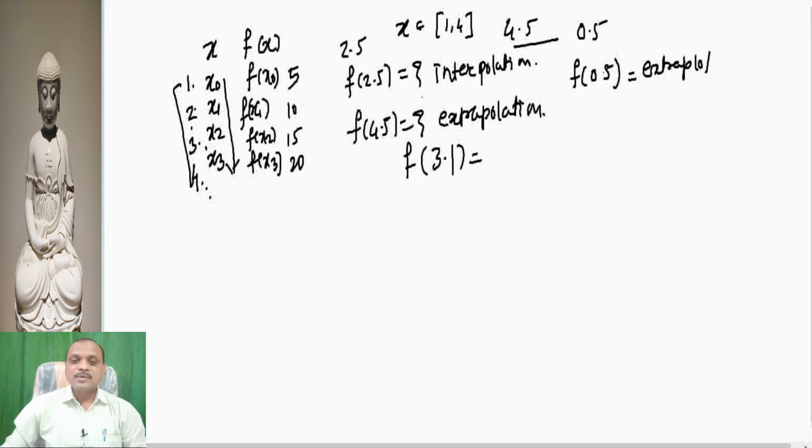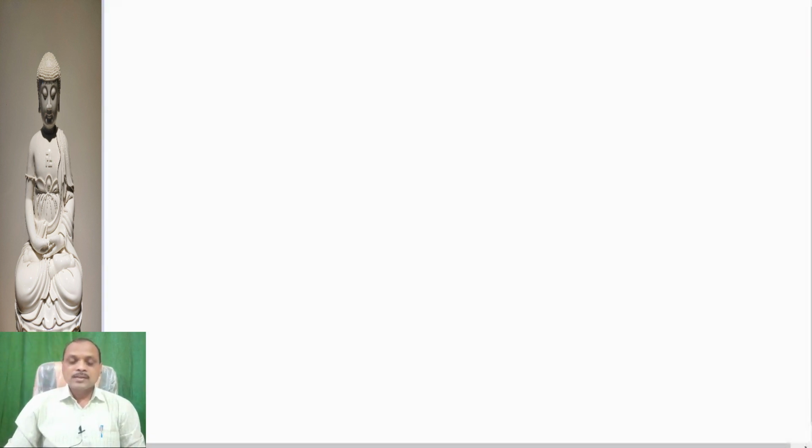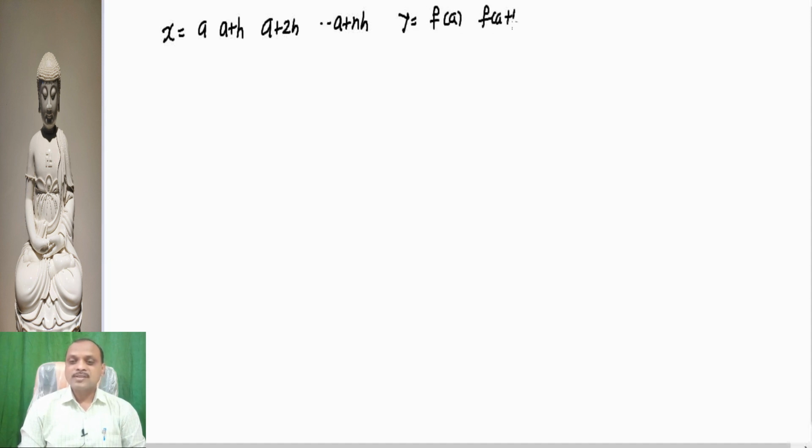Now we deduce here the Newton-Gregory forward difference formula. Suppose that the values of the independent variable x are a, a plus h, a plus 2h, up to a plus nh. h is the interval of differencing, and the corresponding values of y are f of a, f of a plus h, f of a plus 2h, up to f of a plus nh.